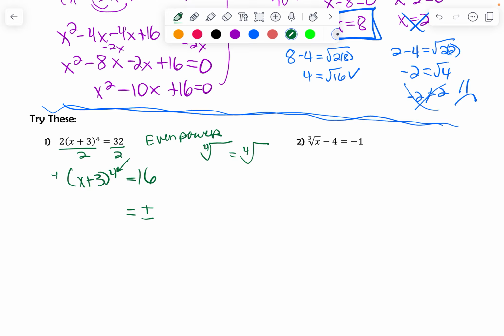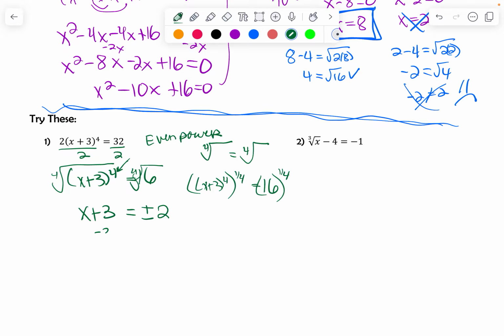Since that's a 4th power, if I take the 4th root of both sides, or if you want to think of that as (x + 3)^4 raised to the 1/4, it's the exact same thing, just written a little differently, because 4 times 1/4 gives me 1 on that side. That leaves me with x + 3, and then the 4th root of 16 is 2.